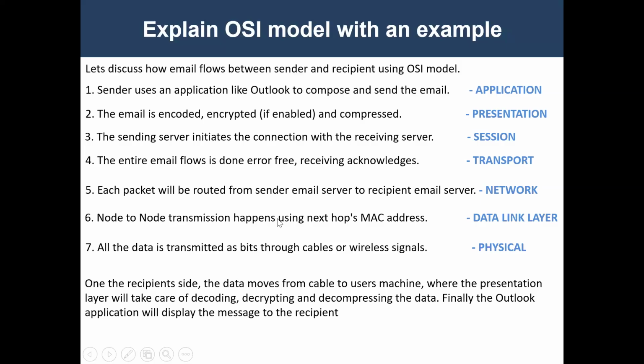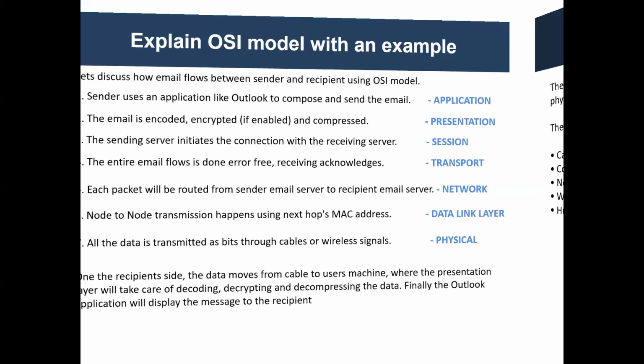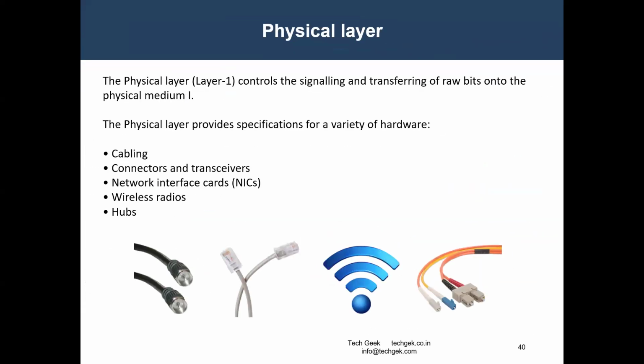On the recipient side, the data moves from the cable to the user's machine, where the presentation layer takes care of decoding, decryption, and decompression of the data. Finally, Outlook, as the application layer for the recipient, displays the message that the sender has sent. Correct? This is what we discussed in the last session. Yes, everyone. Okay.